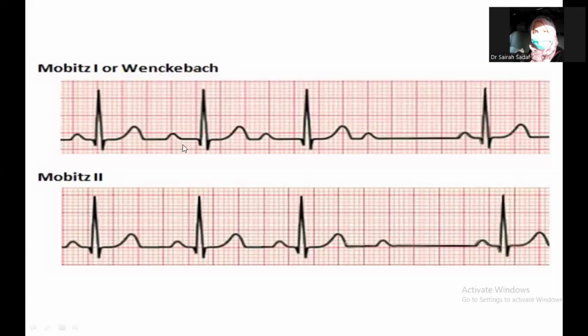So as you can see, in Mobitz type 1 there is a progressive prolongation, while in Mobitz type 2 the PR interval is fixed, but the QRS complex is missing in between. So this is the variable PR interval prolongation. This is the fixed PR interval.